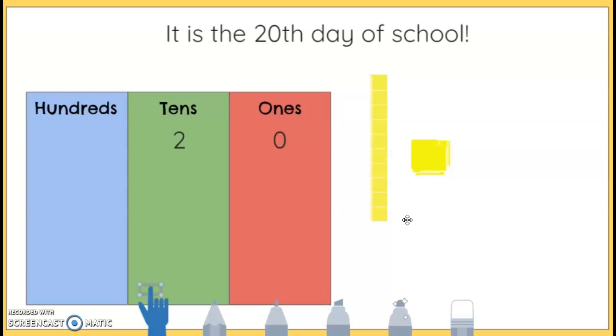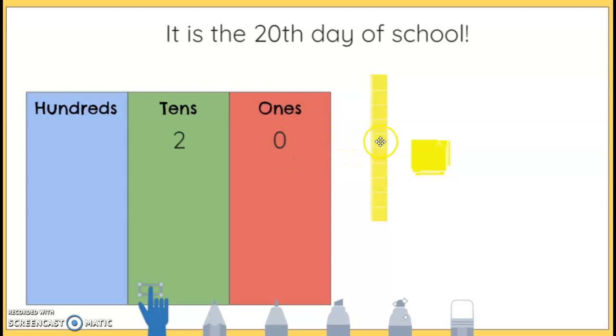I'm going to show you how to make 20 with base 10 blocks. The number 20 starts with a 2, ends with 0. This column is the tens column. There are 2 tens and 0 ones in the number 20.